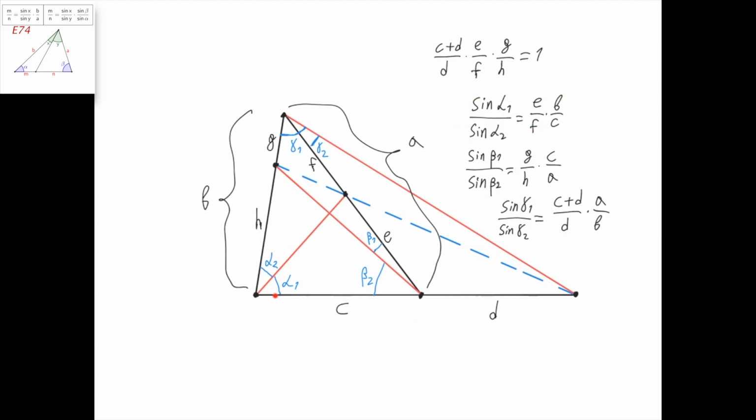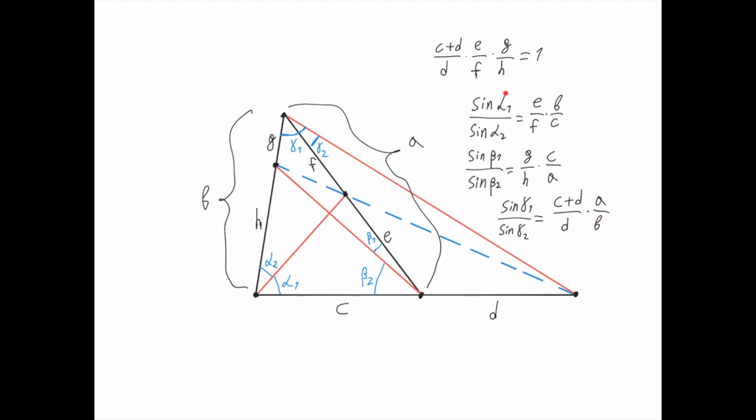Similarly, from the law of sines applied to this triangle and to this triangle, we get that the ratio sine beta 1 over sine of beta 2 equals g over h times c over a, given here. And lastly, by applying the law of sines to this triangle and this small triangle, we get that sine of gamma 1 over sine of gamma 2 equals c plus d over d times a over b, as given here.